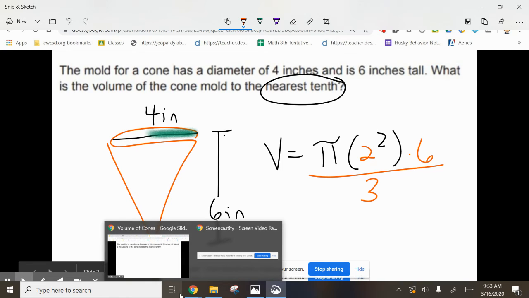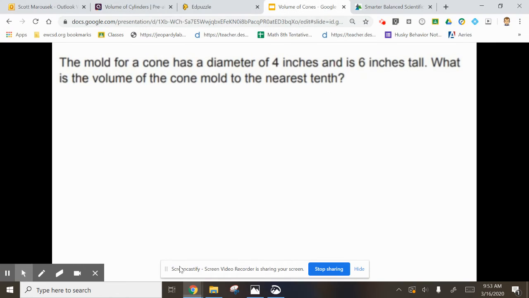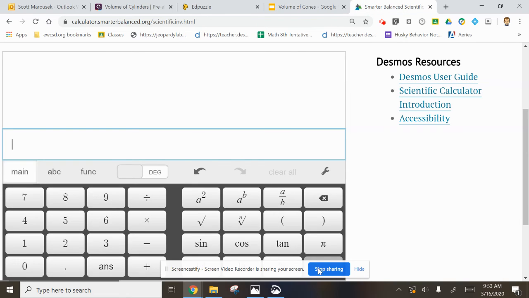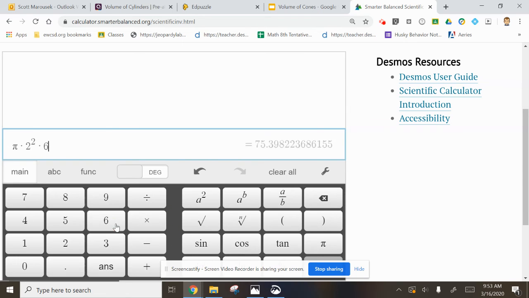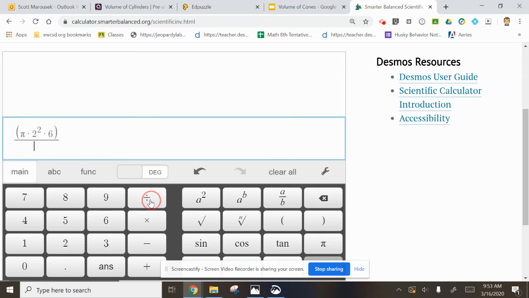Let's go ahead and round to the nearest tenth, it says, all right? So let's go ahead and do that. So it's going to be pi times 2 squared times 6. Again, I'm going to put my parentheses around all of this. This is what the cylinder would be. We're not worried about the cylinder because we're going to cut this into thirds. We're going to divide it by 3, and there's my answer.